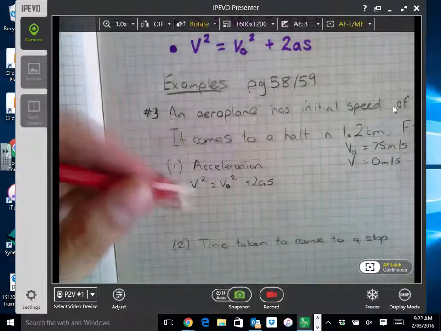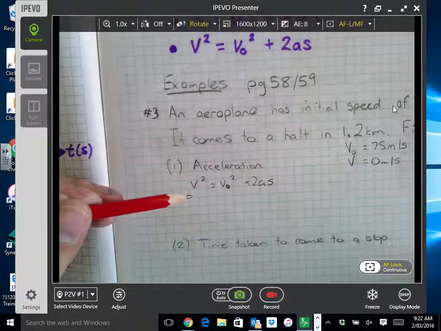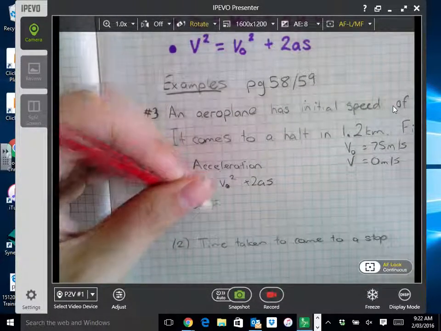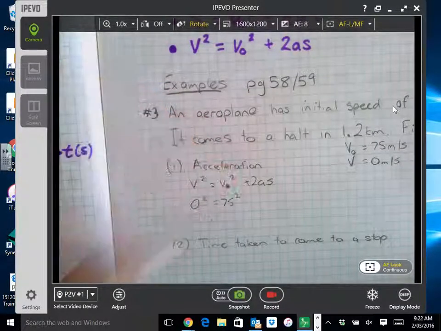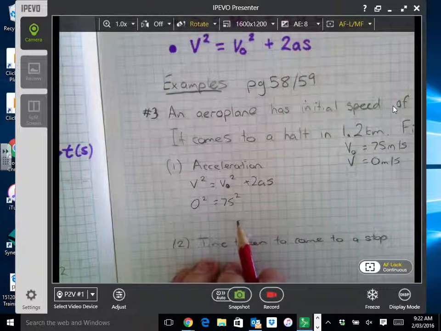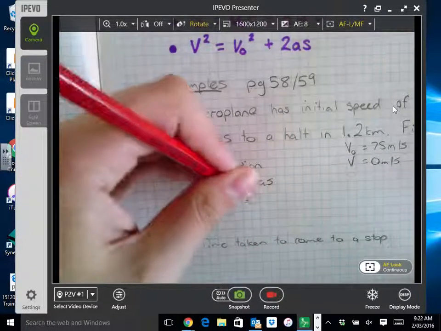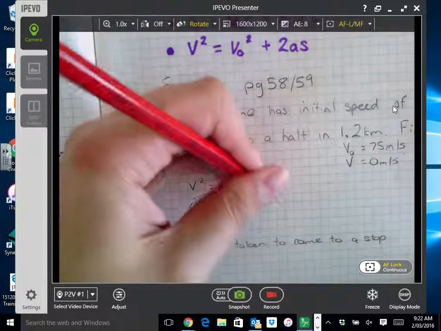Okay, so I'm going to do a substitution. So what's my final velocity? 0. Good. 0 squared equals, what's my initial? 75 meters per second. You don't have to put units in when you just substitute, but you have to list your units afterwards. Okay, plus 2 times A, which I don't know, times by distance traveled, 1,200.